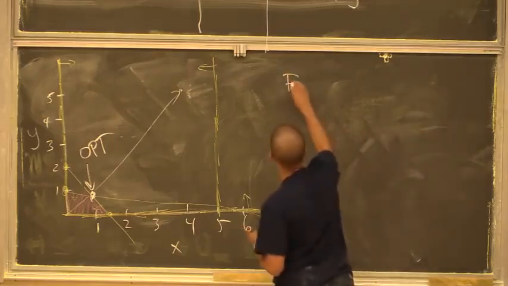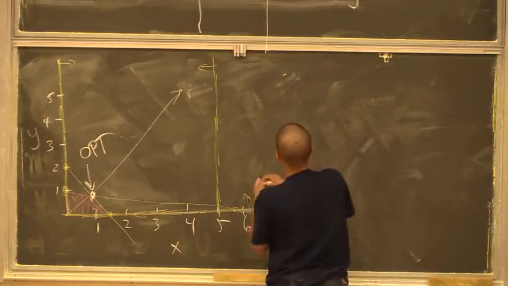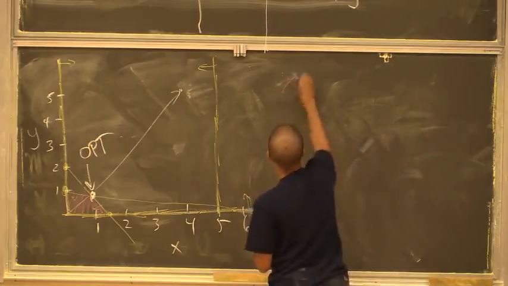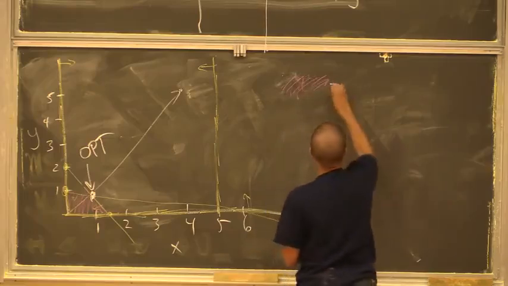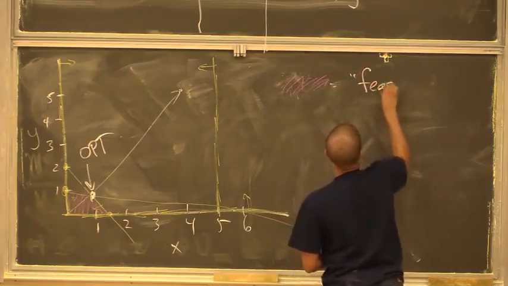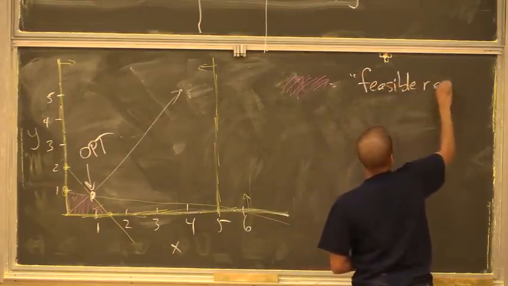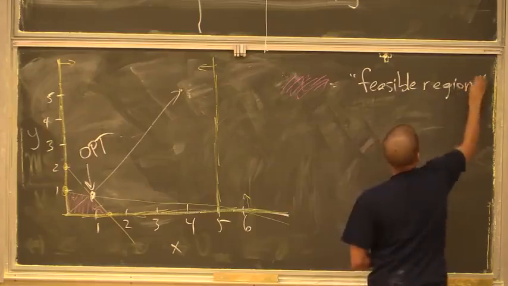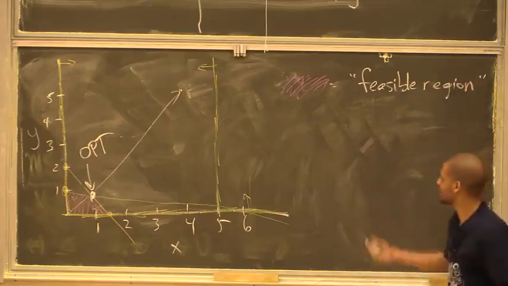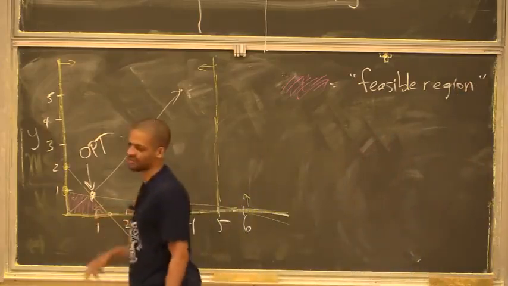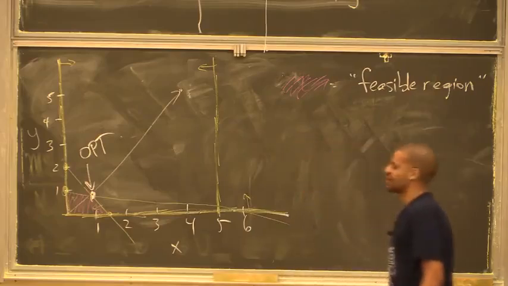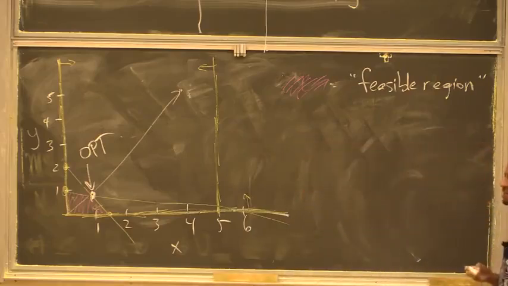So the feasible region, this here, is what's known as the feasible region. It's the set of xy pairs, the set of points that satisfy all the constraints. All this pink region here is what's called the feasible region. And the claim is that the feasible region, which I'm not going to prove, is always convex.